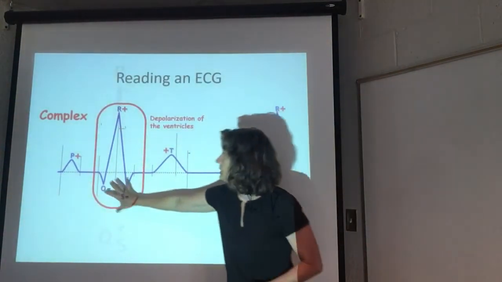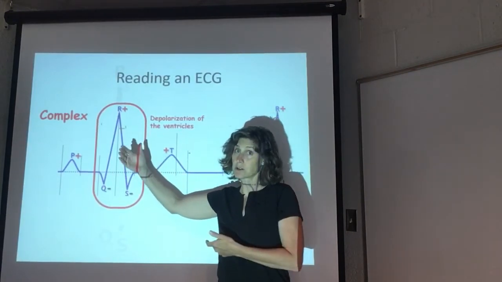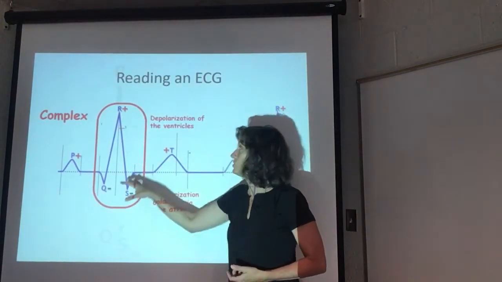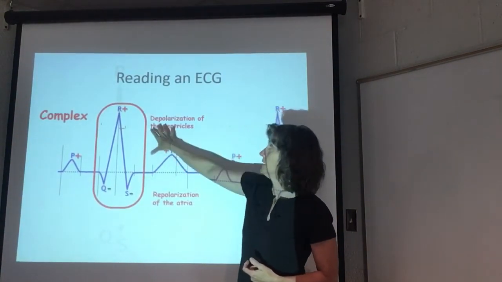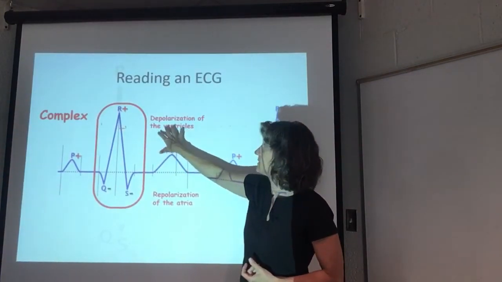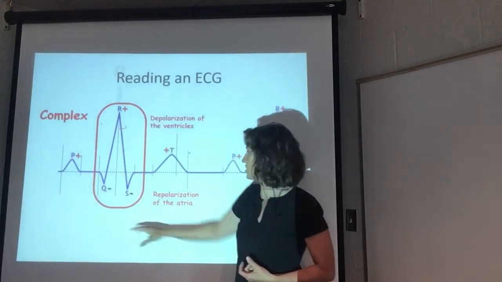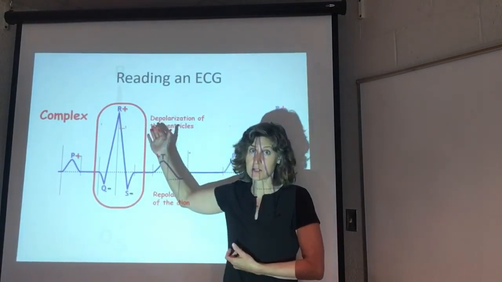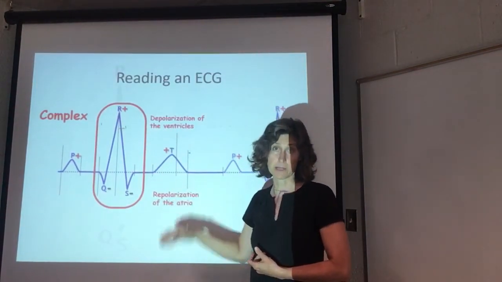Then in the middle is the complex, and that represents the depolarization of the ventricles and the repolarization of the atria. What you should know about this is that the stronger electrical signal of these two is, you could guess, the ventricles, because the ventricles are the stronger muscles. The depolarization of the ventricles, that electrical activity, is overshadowing the repolarization of the atria. So what you're seeing with the big R spike is really the depolarization of the ventricles. Underneath the surface, the atria are repolarizing.